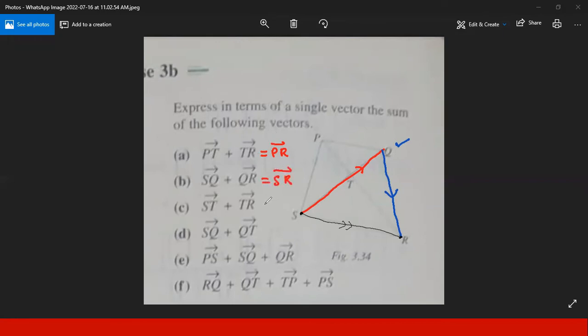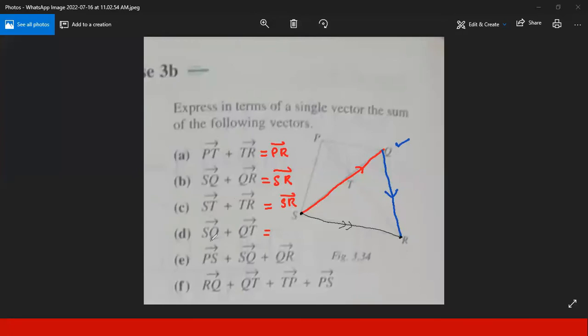Now in part C, ST plus TR, a person travels from S to T and then from T to R. You can see that the tail of the second vector is at the head of the first vector. So addition can be performed, and the shortest path is from S to T. Sorry, from S to R.